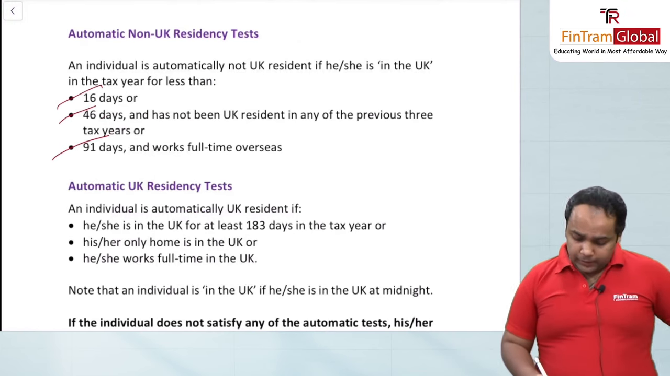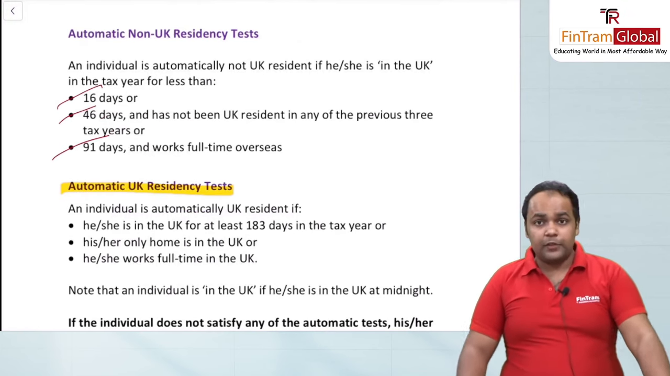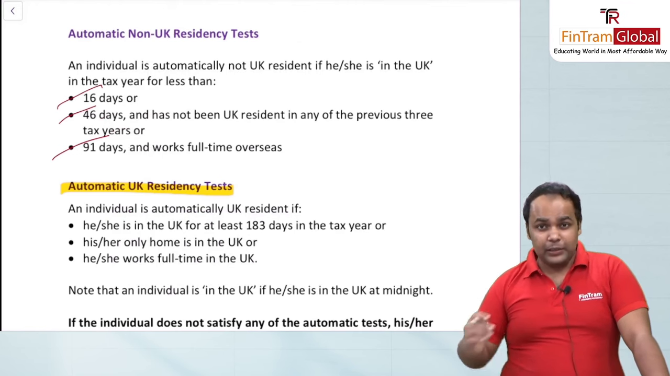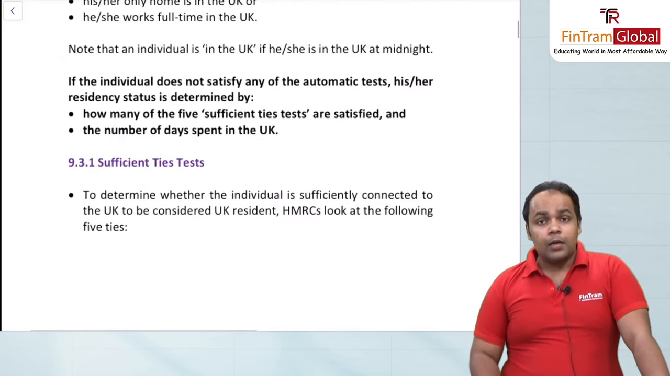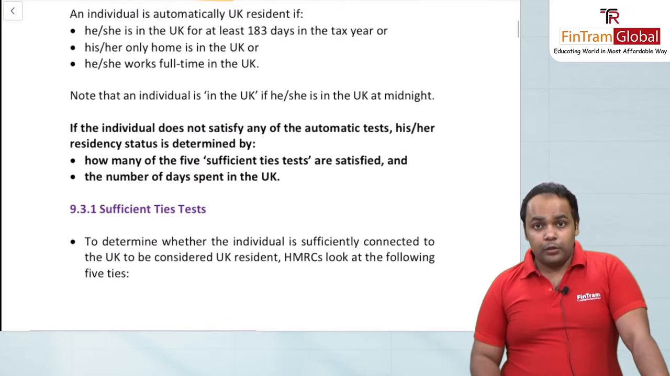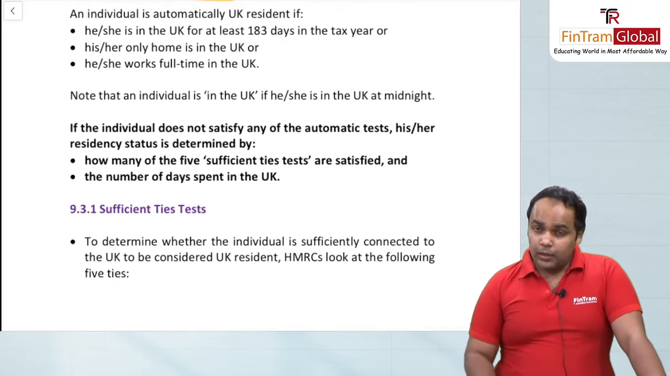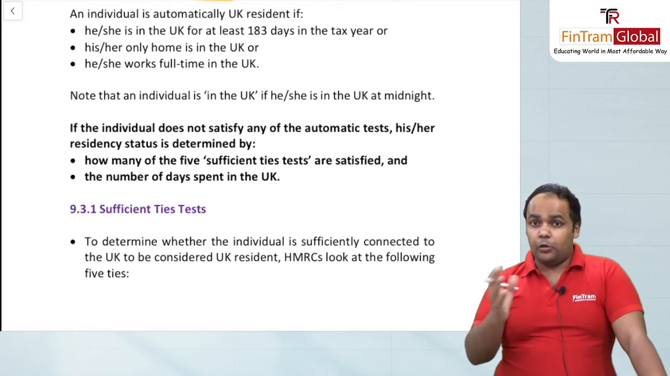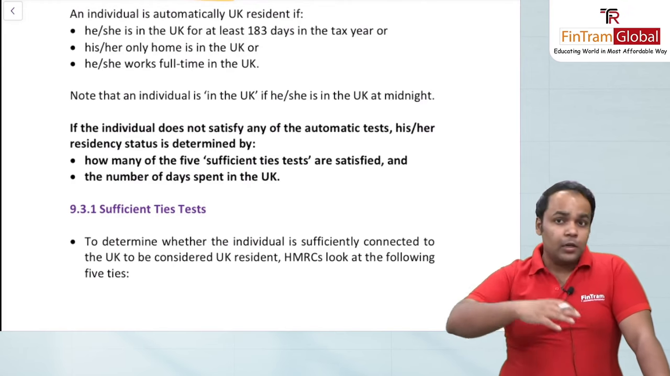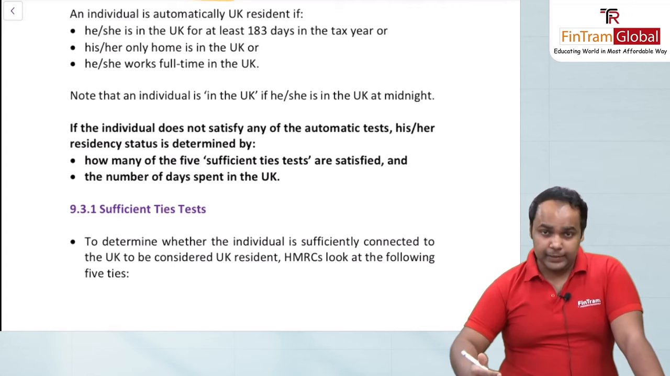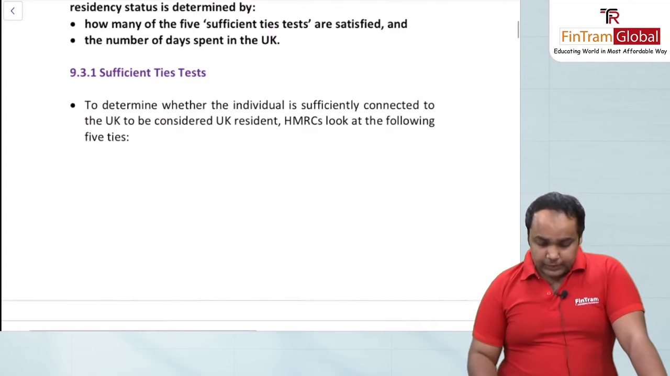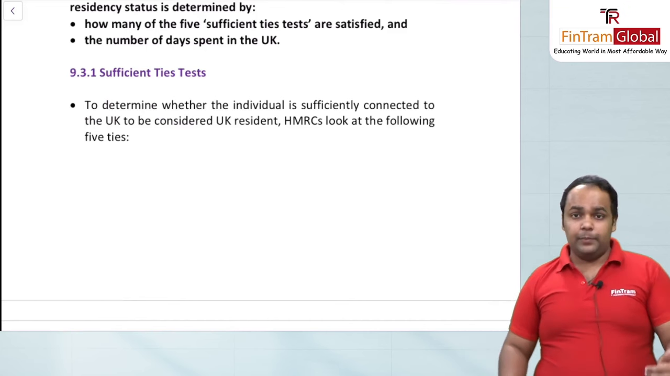Similarly, guys, there are automatic UK residency tests to check if they're automatically UK resident. If they're automatically UK resident, it's fine. If they're not automatically non-UK resident and neither are they automatically a UK resident, we will see the sufficient ties test. Sufficient ties test is the number of days plus the ties they have to the UK.